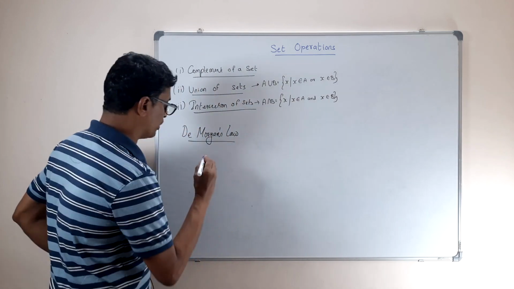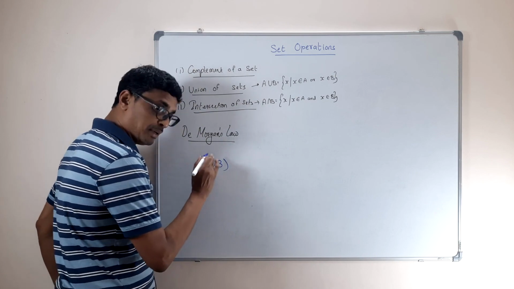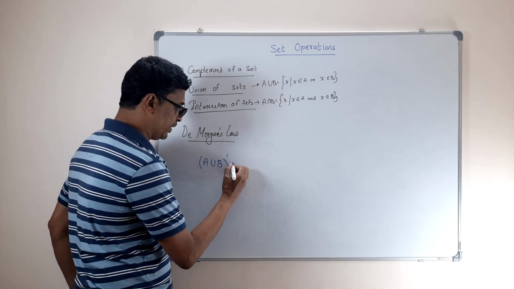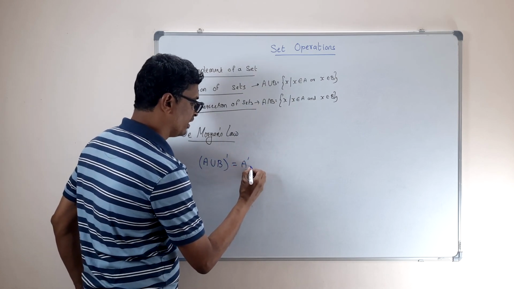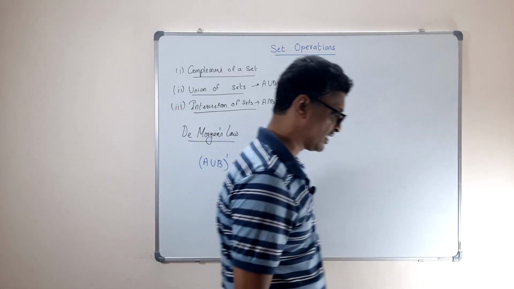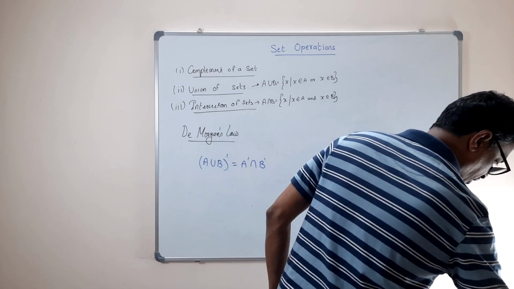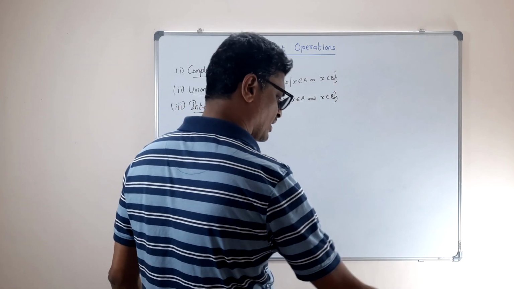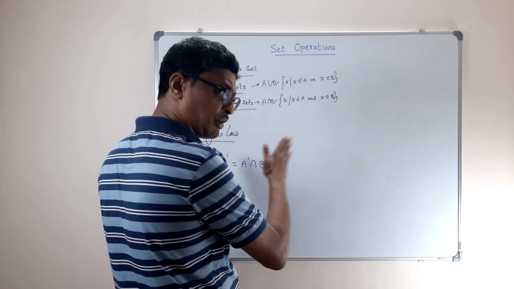What it says is the complement of A union B will be equal to the complement of A intersection the complement of B. Is it correct? Can you prove it? How do you want to do it, with a Venn diagram, or should we take some numbers, some sets? Let us take some sets. You can prove it easily with the Venn diagram also.